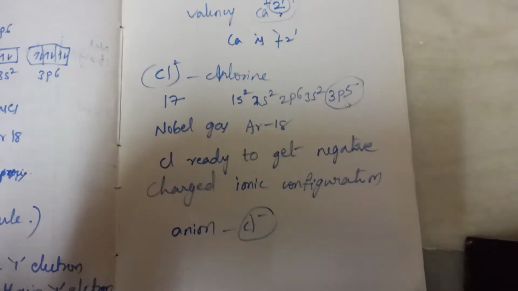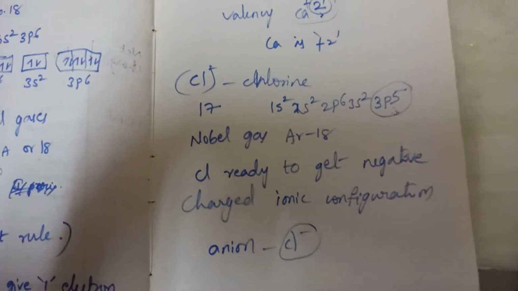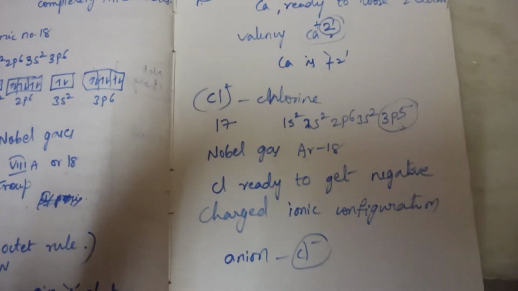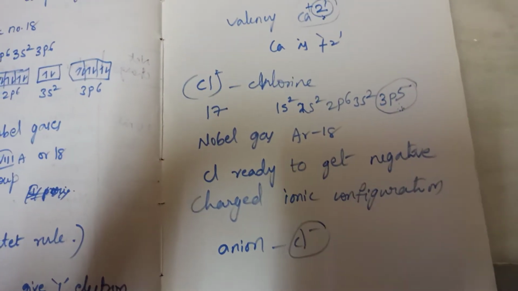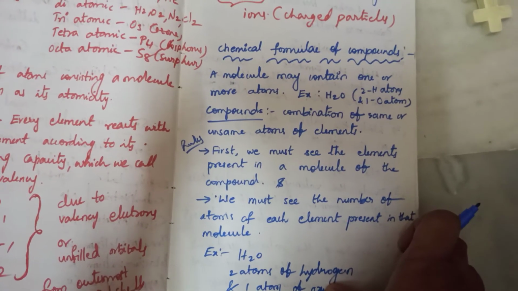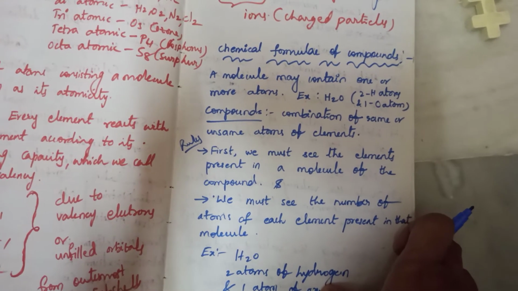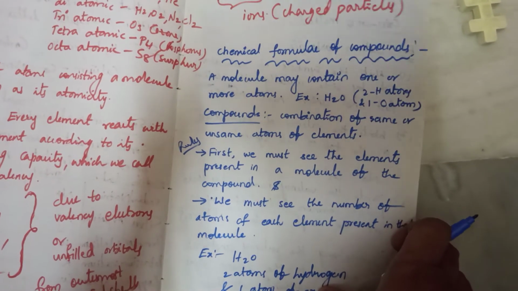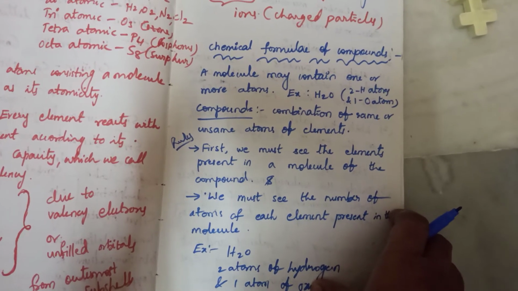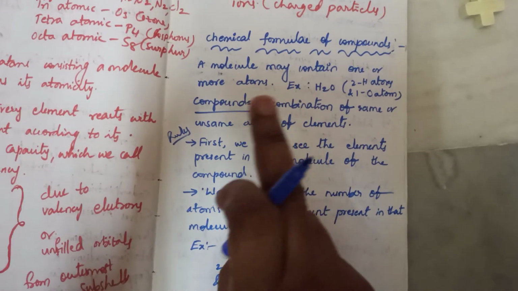Understand, children, no need to get confused here, it is very clear. You should have some idea how to write electronic configuration, and you can get knowledge from that on how to write a chemical equation. And one more thing, children, we need to understand the chemical formula of compounds. Compound molecules are formed by combining atoms from different elements.